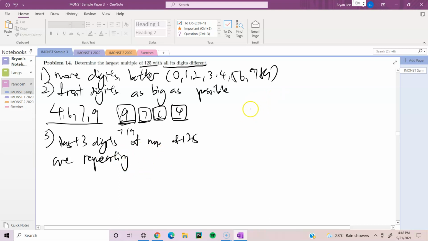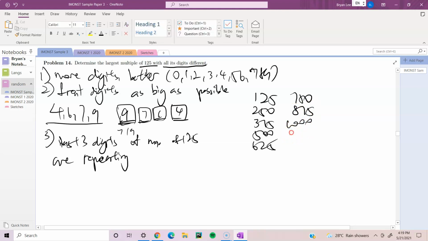Now, let's list the first few multiples of 125. This is a very easy task. You just add 125. So 125, 250, 375, 500, 625, 750, 875, 1000, and then you see 1000, you add another 125, you would get 1125, right?